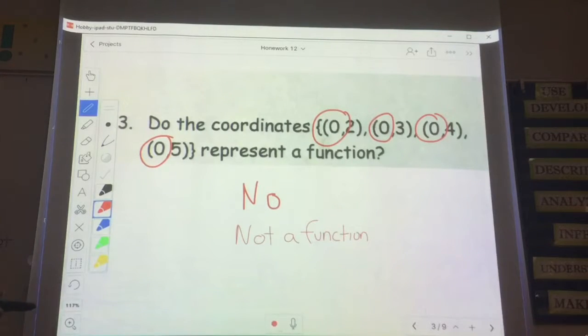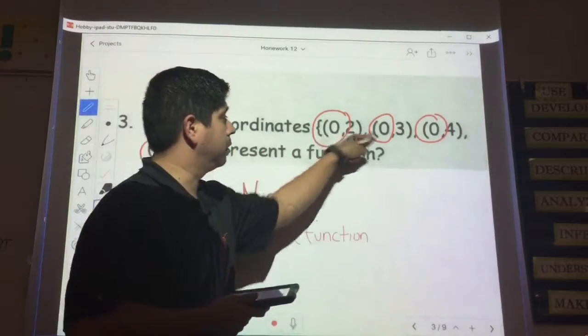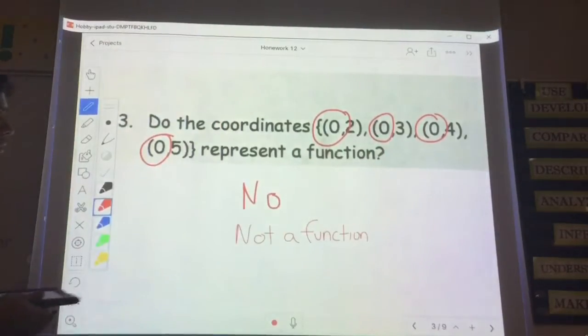So these x values: 0 goes to 2, 0 also goes to 3, 0 also goes to 4, and it also goes to 5.